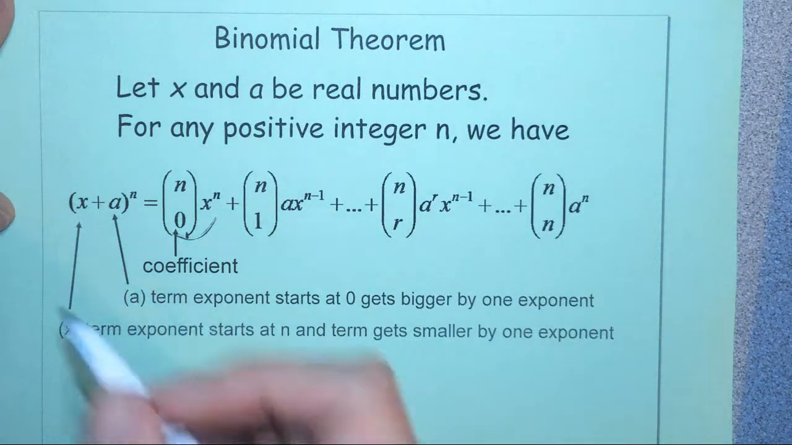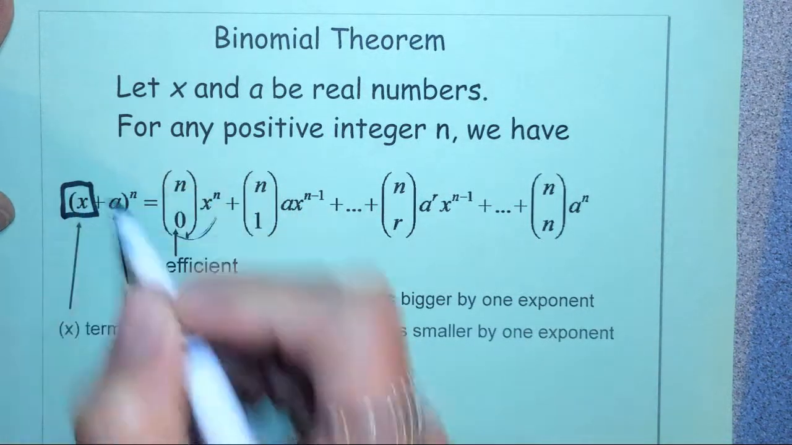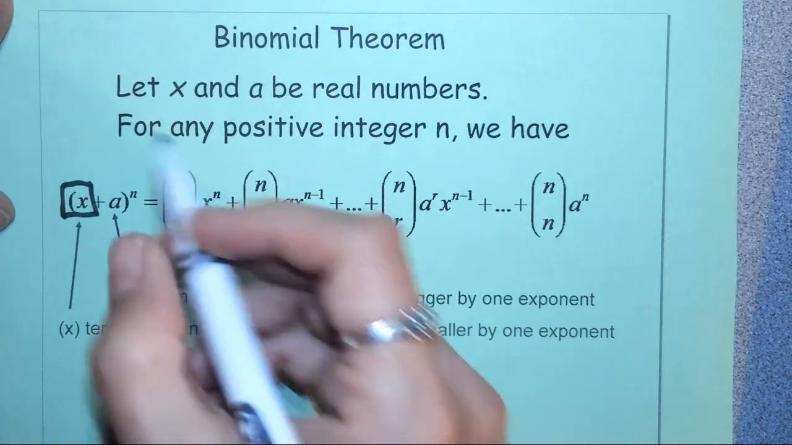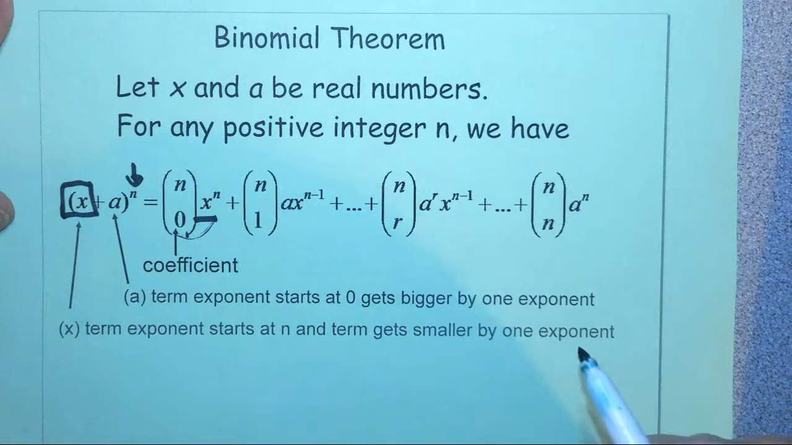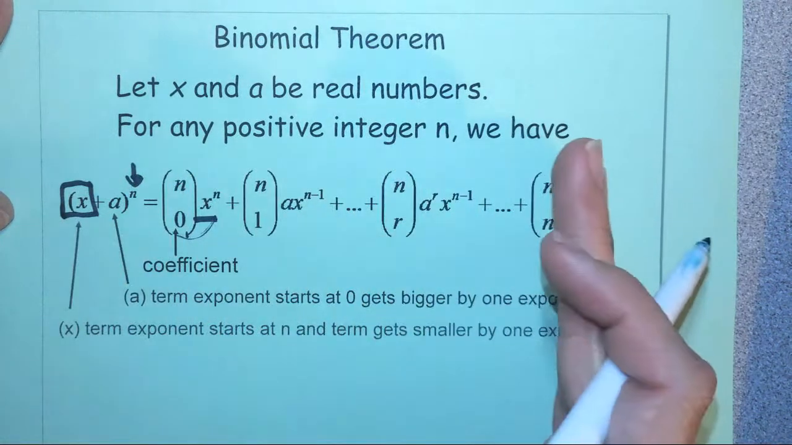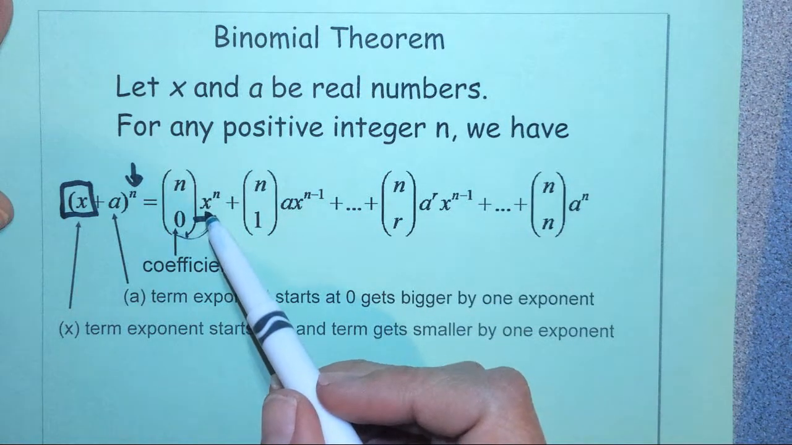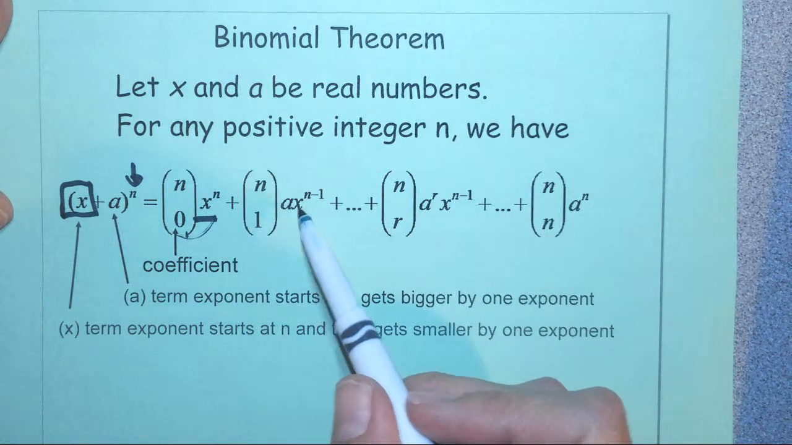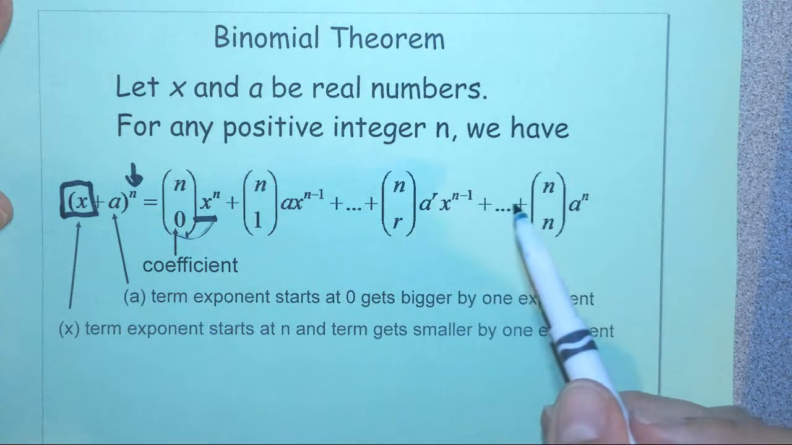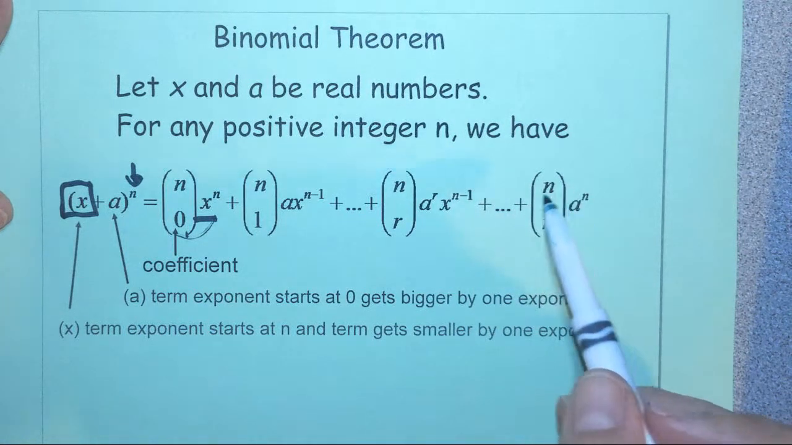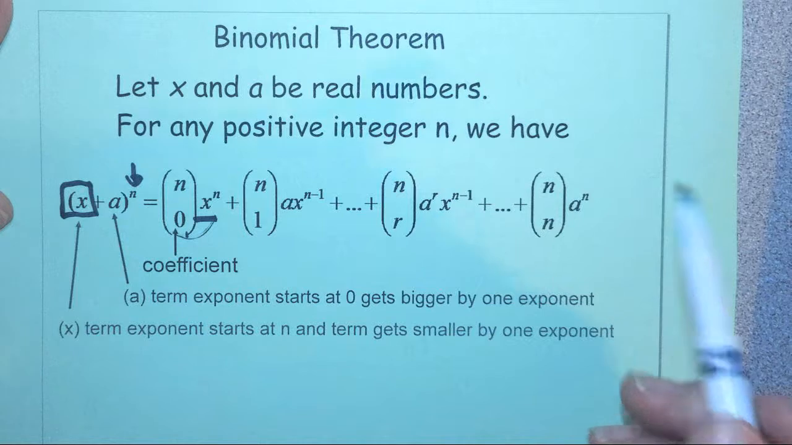The second part of your pattern will require that you take your first term and you raise it to the n power. And then every time you move to the right, you're going to take one number away. So this would be x to the n, n minus 1, n minus 2. It just keeps getting smaller and smaller.